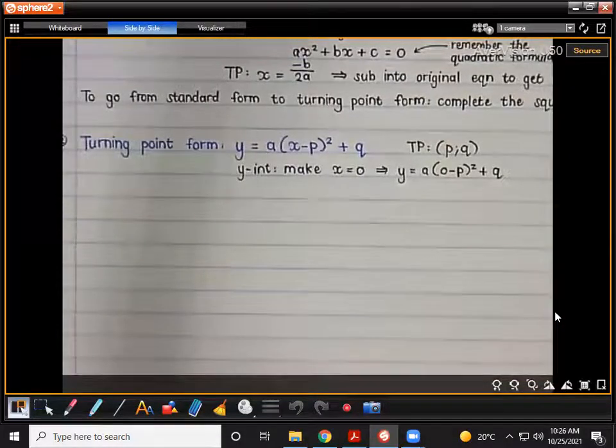You can type it into the calculator, or you can work it out in your head, and that will give you the y-intercept. Okay, you're actually going to have to do a calculation for that one.